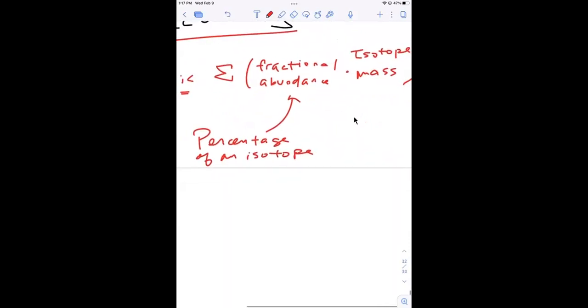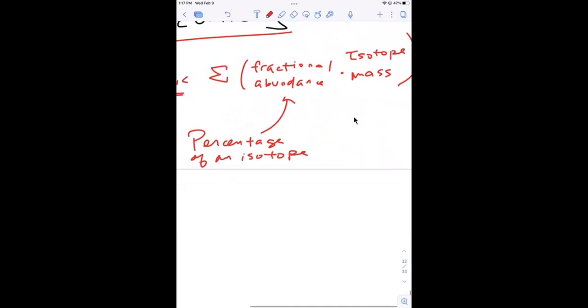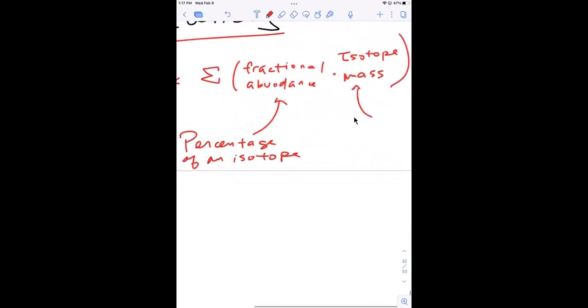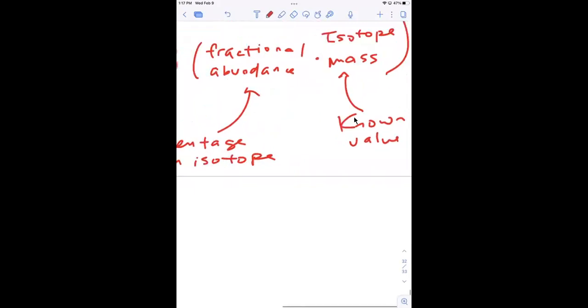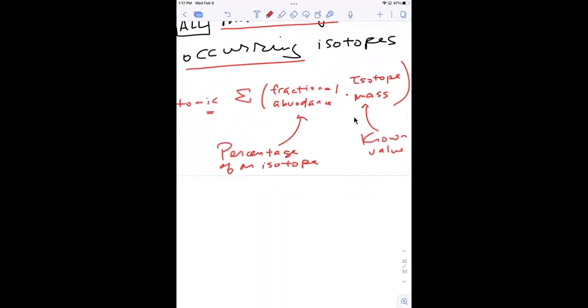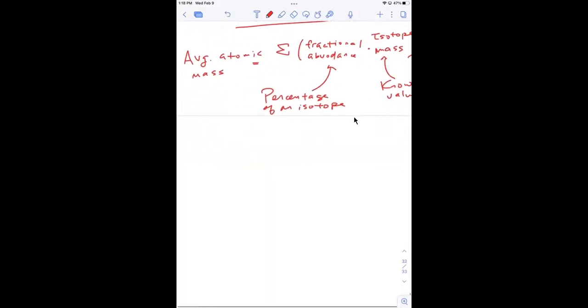The fractional abundance is the percentage of an isotope, right? If we're talking about it in nature. And then the mass of the isotope is a known number. As a matter of fact, there's a ton of scholarship and research that's gone into determining the atomic masses of isotopes as well as the average masses of each element in the periodic table. So every atomic mass you see in the periodic table is an average of all the isotopes of that element, right?